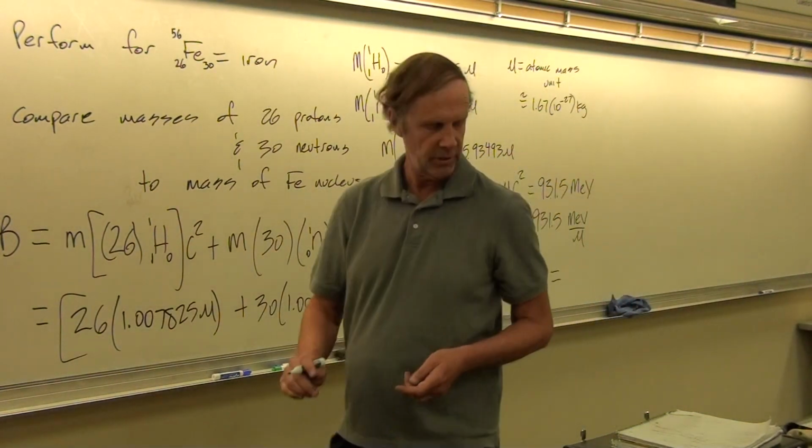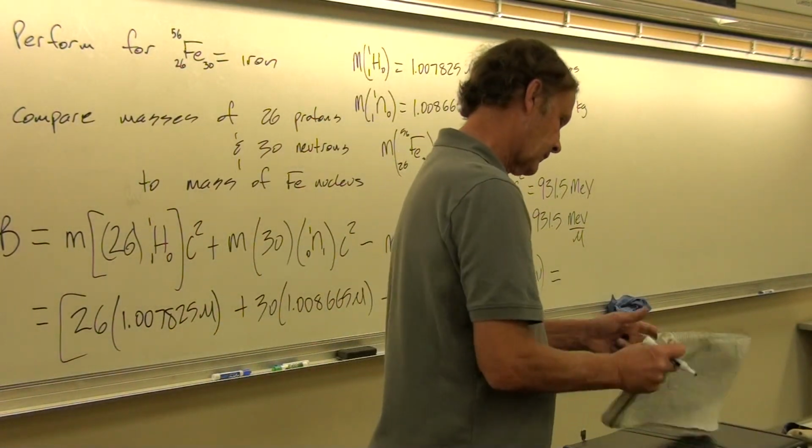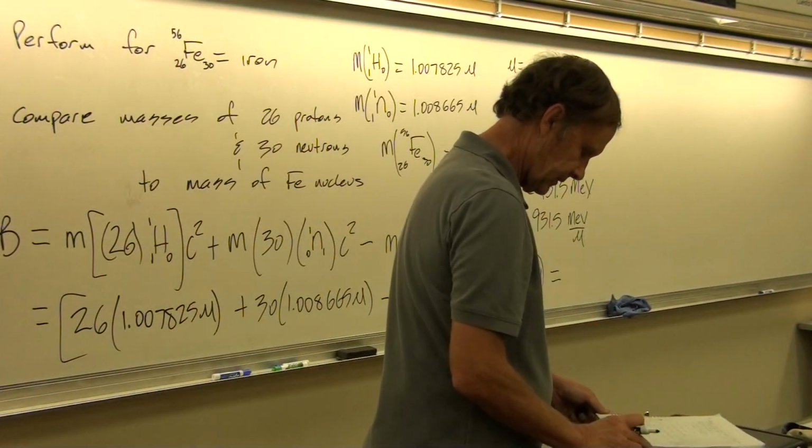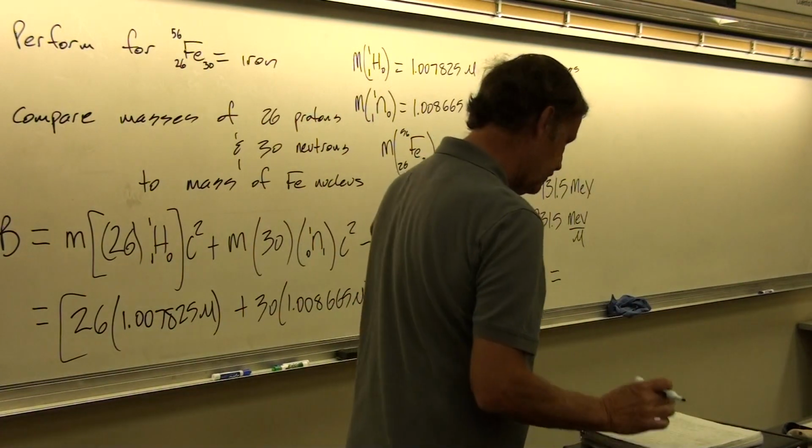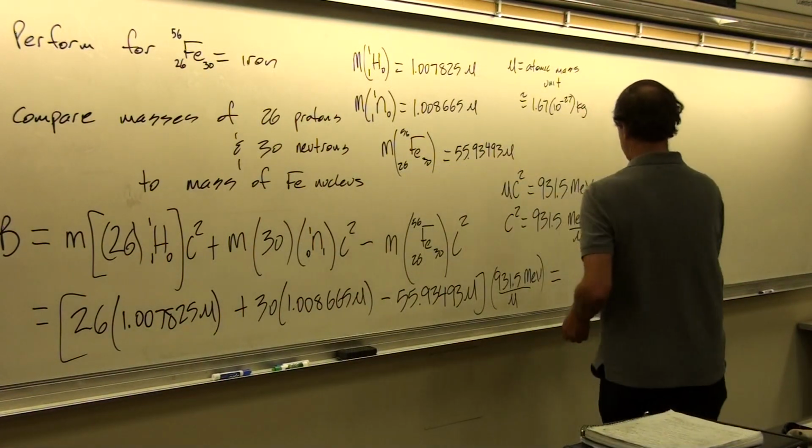So what is that number? Well, for the iron nucleus, that's 492.5 MeV.